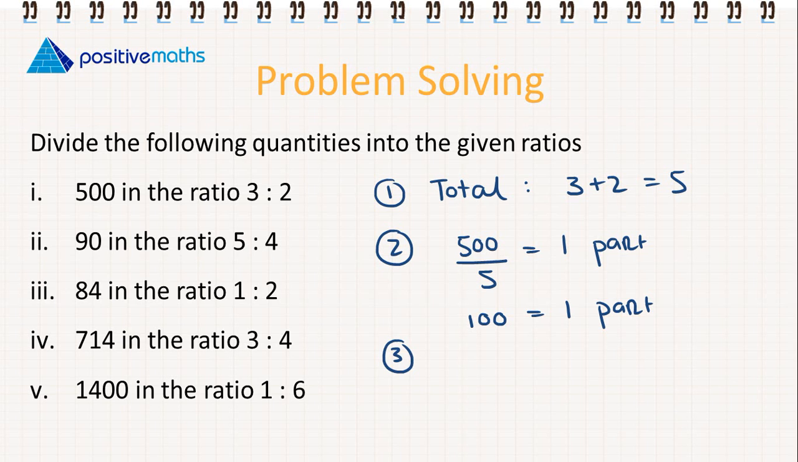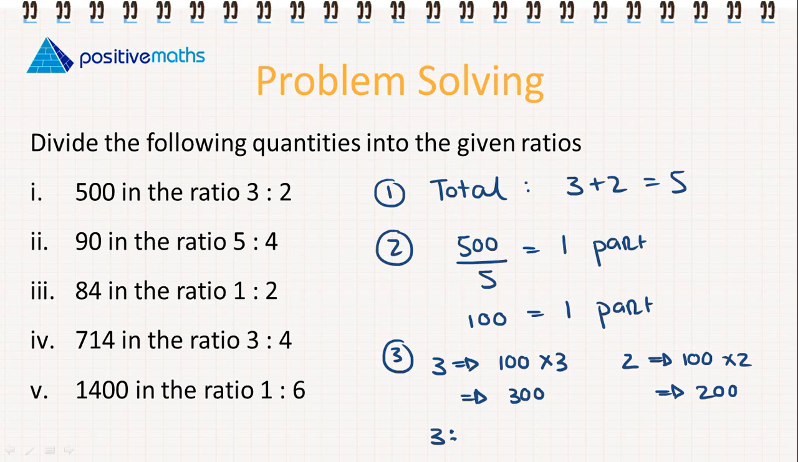And then our step 3, we need to find 3 parts and 2 parts. So for our 3, we're going to have 100 multiplied by 3. So that will give us 300. And for our 2 parts, we'll have 100 multiplied by 2. This will give us our 200. So our ratio of 3:2 has given us 300 to 200.